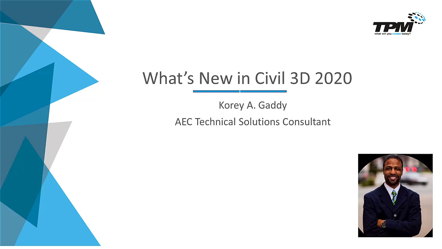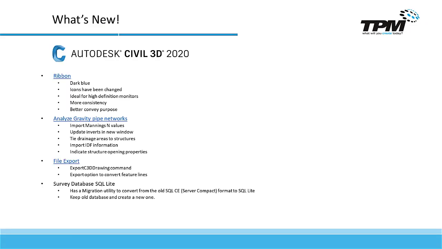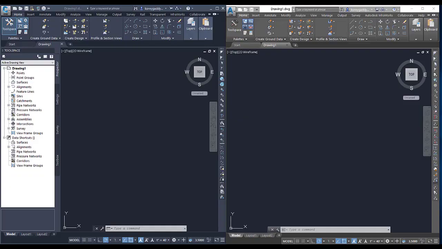For our 4-Minute Friday today, we're going to talk about what's new in Civil 3D 2020. There are a couple of areas that are new or different in Civil 3D 2020. The first major change is the appearance of the software. The ribbon is drastically different. The next major change is in the gravity pipe networks. There are also new capabilities within a file export command. And lastly, there's been a change with survey databases. Okay, so now let's go ahead and explore some of these changes.